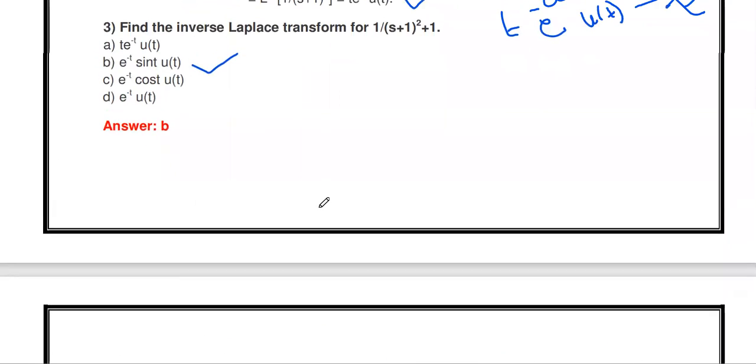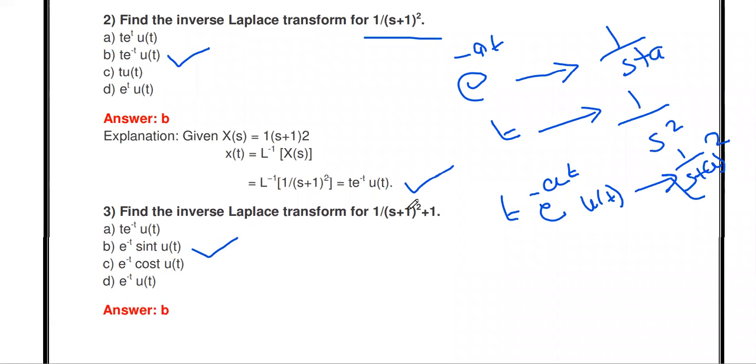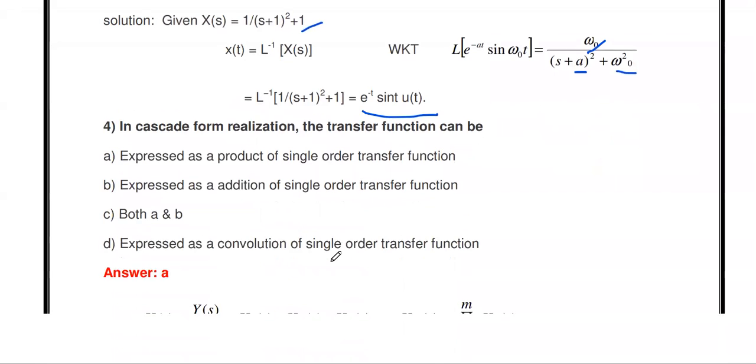Okay, so there is a question. If instead of this 1 here, some other value of a is given, that is, in the place of 1, 2 is given, then the answer is e power minus 2t sine t u of t. Okay, so that is the answer.